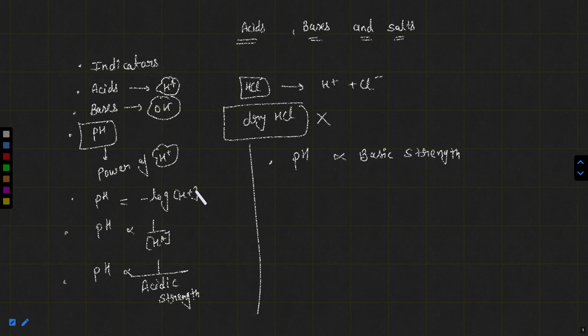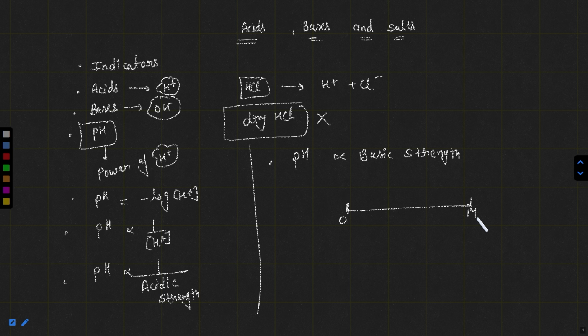pH is directly proportional to basic strength. So actually there is a pH scale at a particular temperature, at standard temperature. There is a pH scale that lies from 0 to 14, but in your higher grades, in class 11th or 12th, you will learn that pH values can vary.